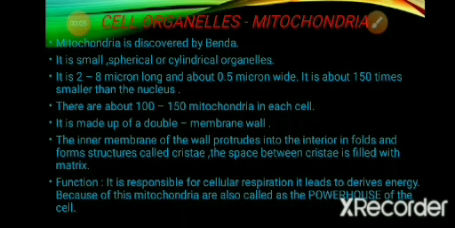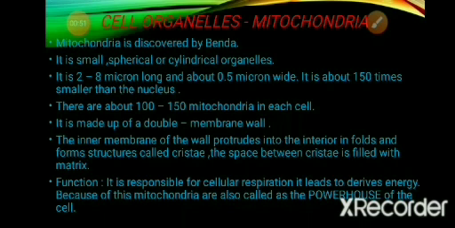Cell organelles. Structure of mitochondria. Mitochondria was discovered by Benda. It is a small, spherical or cylindrical organelle. Mitochondria are sac-like structures present in the cytoplasm of the cell. It is 2 to 8 microns long and about 0.5 microns wide. It is about 150 times smaller than the nucleus. There are about 100 to 150 mitochondria in each cell.